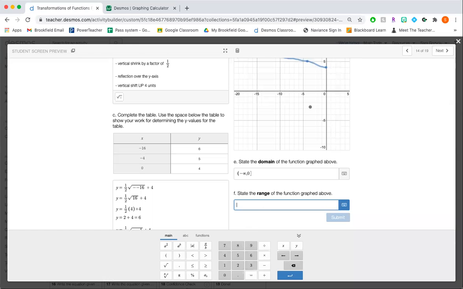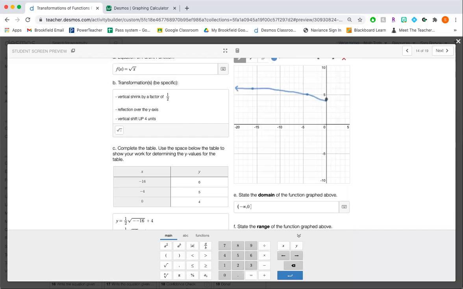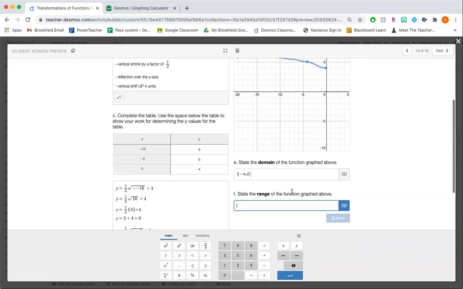And then my range, bottom to top, well, the smallest y value of this graph is 4. There's nothing below that. And then it continues to increase, so to infinity.